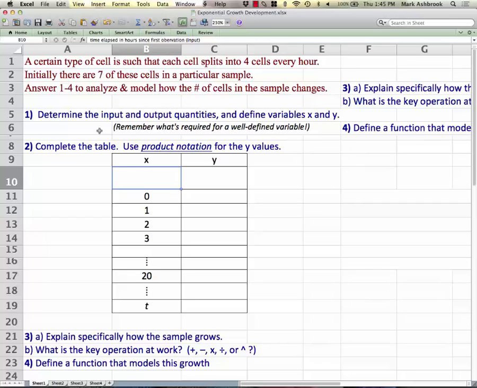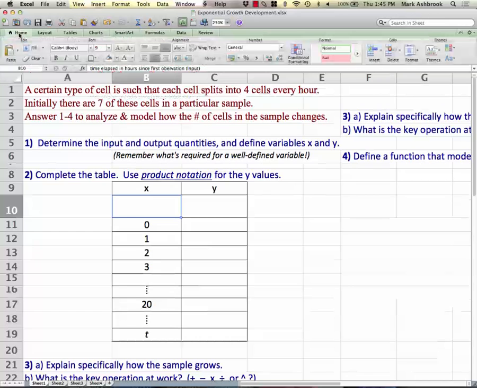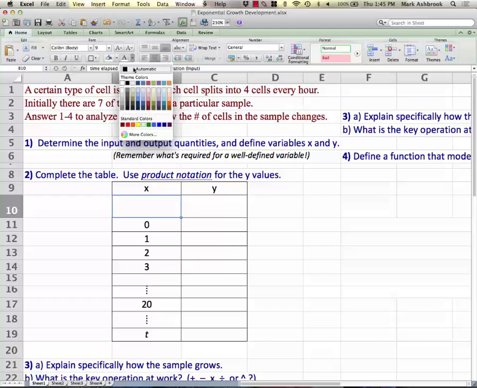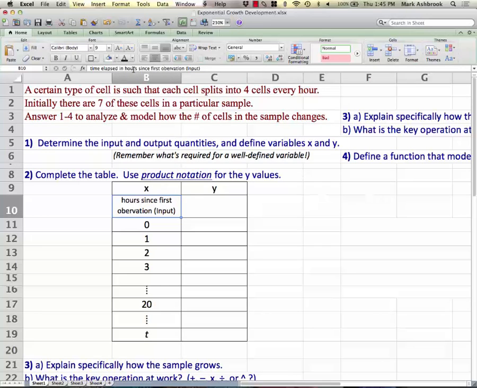Amount of time, and for time and distance, we always need that reference starting point. Time since what? The cells began dividing. Yeah, you can say the time since the cells began dividing. The time in hours since there were 7, right? Or, I think I wrote, since the first observation. Any of those. Hours since the first observation. Okay, what about y? A well-defined variable for y, or quantity. Let's see.